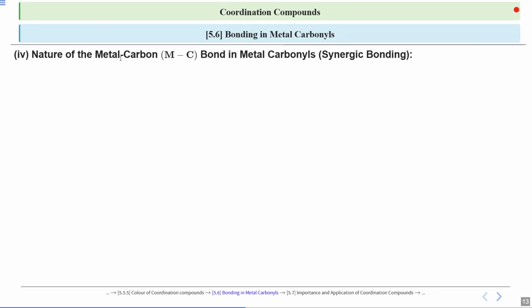Nature of the metal carbon bond in metal carbonyls. We are going to call it synergic bonding, the bond between the metal and the carbon in the metal carbonyl. In metal carbonyls, there is a metal in the center, and that metal is attached with a number of carbonyl groups. How is the bonding happening? The carbonyl has C double bond O, and from this C double bond O, C is going to make the bond with the metal. So what is the nature of this metal carbon bond in metal carbonyls?